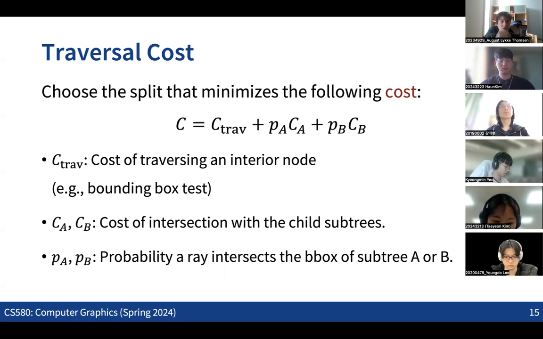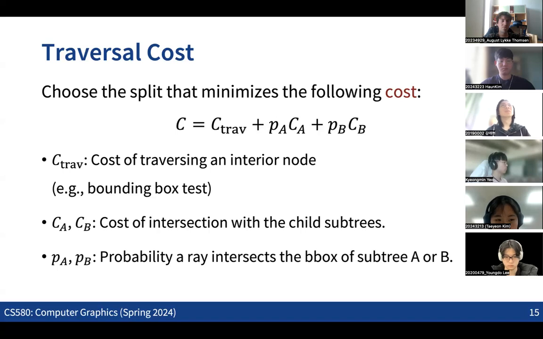Then what we can do is, given the set of candidate split planes, we can calculate this traversal cost for each plane, and then choose the one that gives the minimum cost, right? Is it clear? Any questions on this?